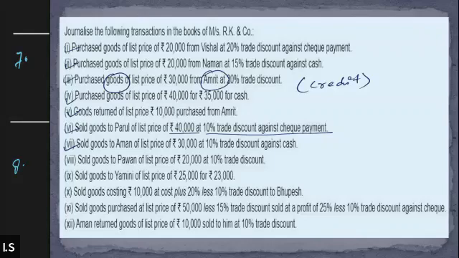In the 8th transaction, it says sold goods to Pavan of list price 20,000 at a trade discount. This time we are selling goods to Pavan. And since the name of the consumer is given, it is written here. That means we must have sold goods to Pavan on credit. So whenever you sell goods on credit, there is an increase in the value of the asset. And that asset will be known as?